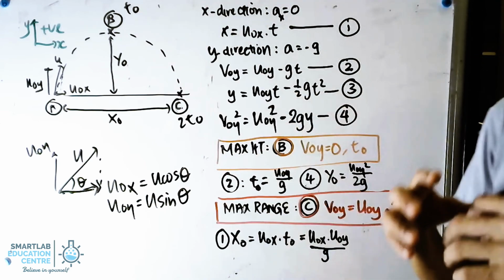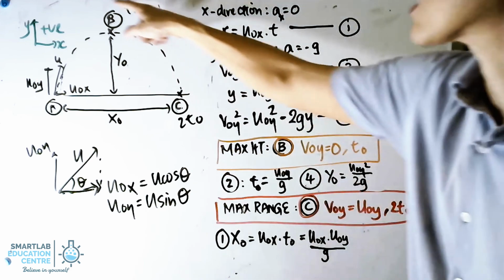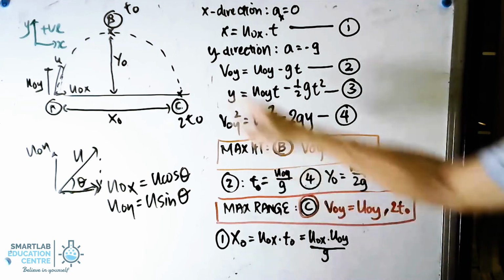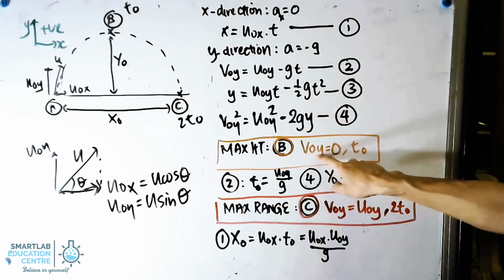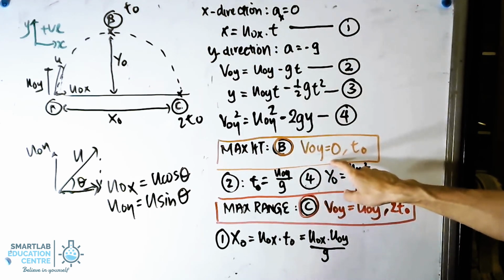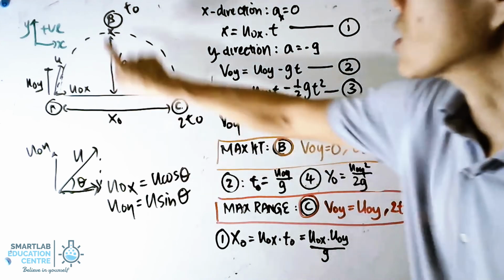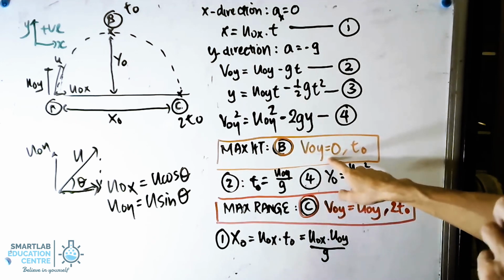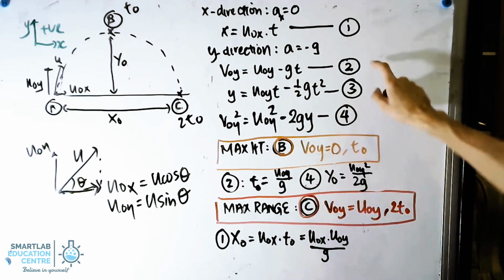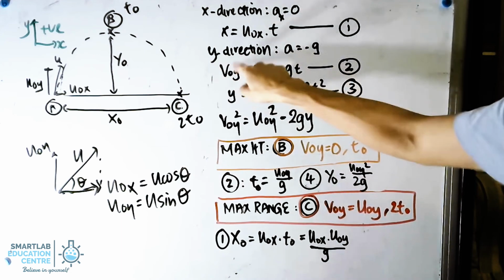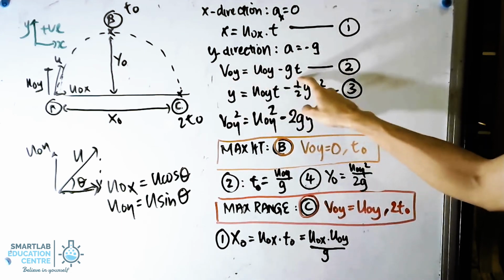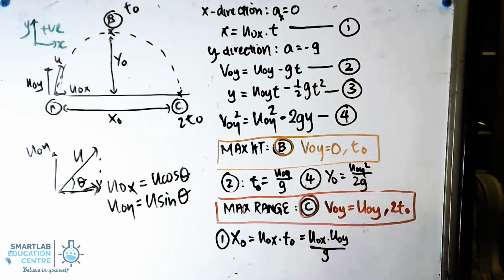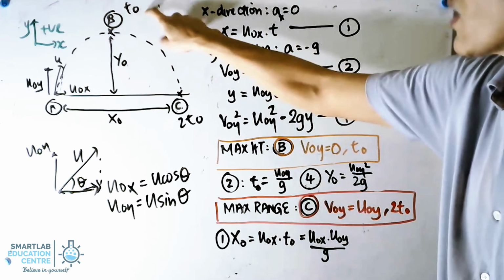Now, typically in the exam, they want us to study point B. They want us to find out y0. The first thing that we need to know at this point is that the v0y, or the final velocity at point B, is actually 0 in the y direction. So if v0y is 0, then you deploy equation 2, where this is 0. So if this is 0, obviously your t0 will be u0y divided by g.